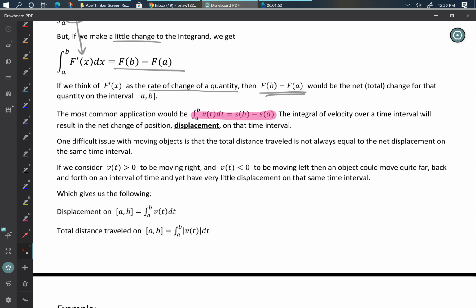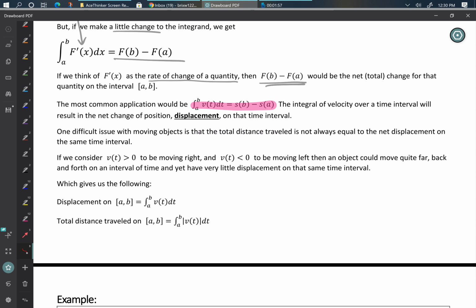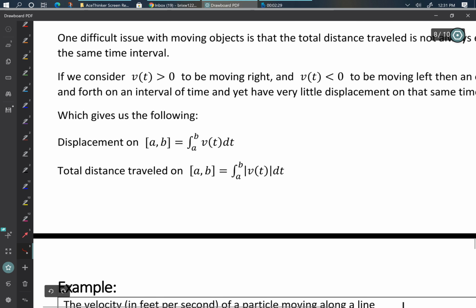Right? Now, one of the challenges with using this net change theorem in this way is the same challenge that we had when we discussed displacement and distance earlier, a couple of sections back: displacement does not equal distance traveled unless the object is only ever moving in one direction. If an object is always moving right, then displacement would be the distance that it moved right. If it was always moving left, then displacement would be the distance that it moved left. But if it ever changes direction, then displacement is not equal to distance. But we can fix that by doing this little bit down here.